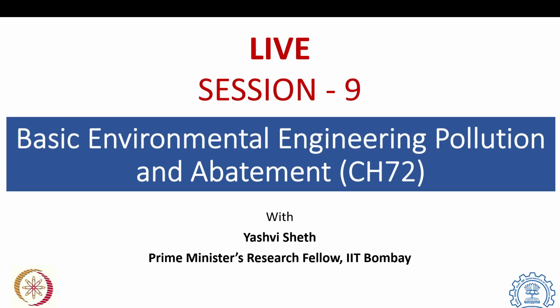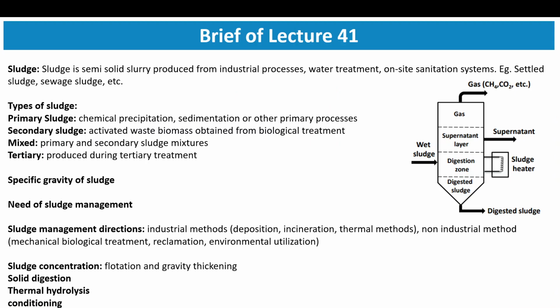Okay, so let's start with the ninth session for the course Basic Environmental Engineering, Pollution and Abatement. So far we had discussed water pollution treatment, wastewater treatment, in which we had talked about primary, secondary, and tertiary methods. And we all know that depending on the type of treatment, may it be municipal wastewater treatment or industrial wastewater treatment, or any industry can have generation of large quantities of solid.